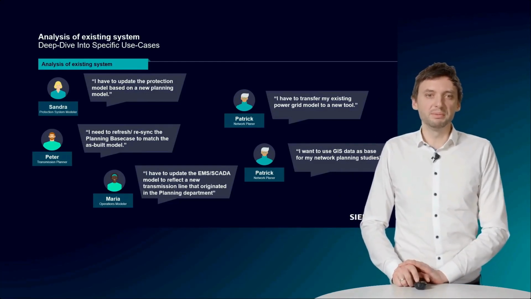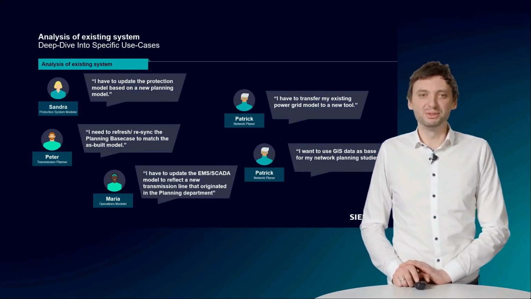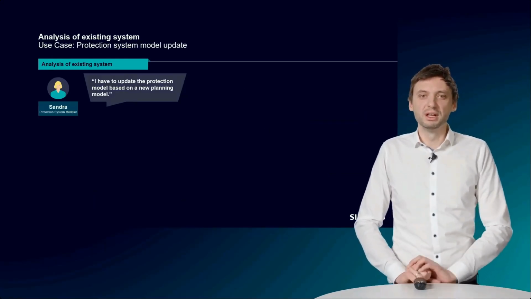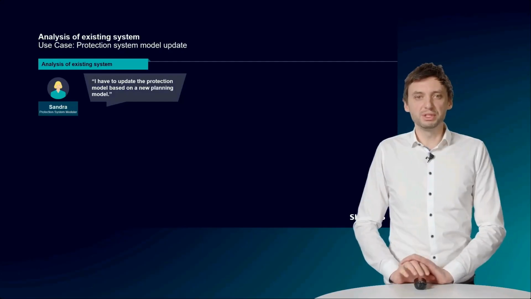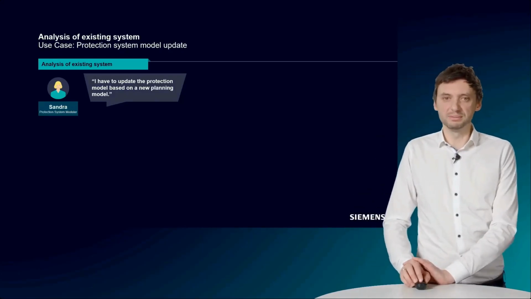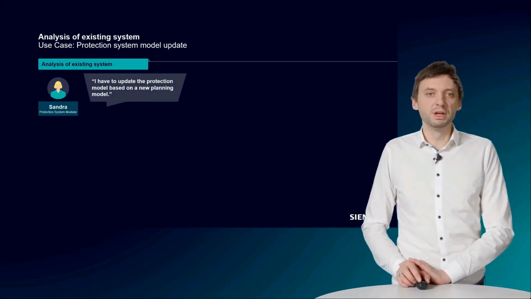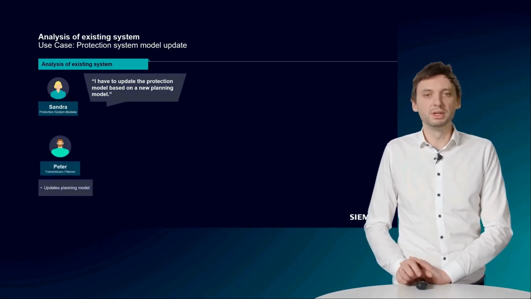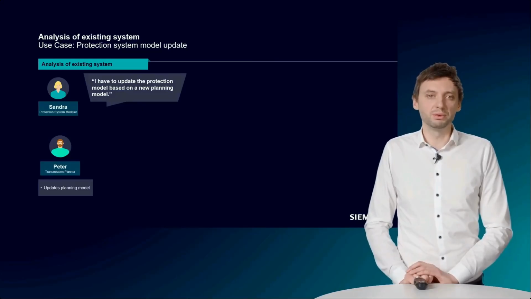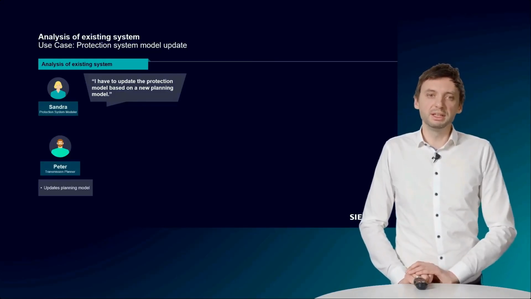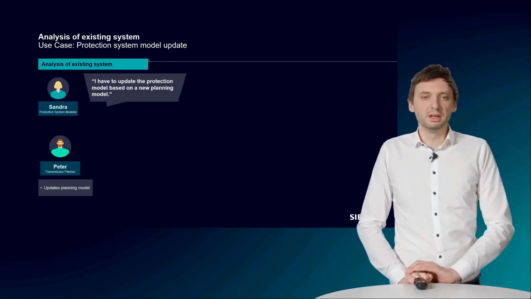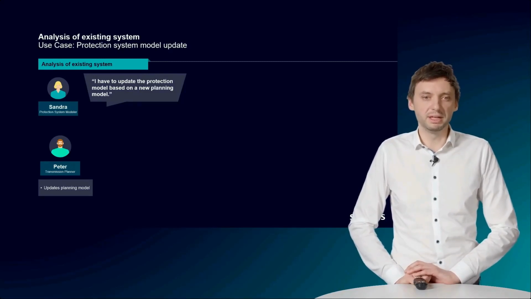But I don't have the time here to focus on all of them. I just picked the first question of Sandra, which is: I have to update the protection model based on a new planning model. So let's have a look at how this is currently mainly solved in power grid operators on a transmission level. I say it's mainly. It's always, again, an exemplary use case, which is quite often still in place.